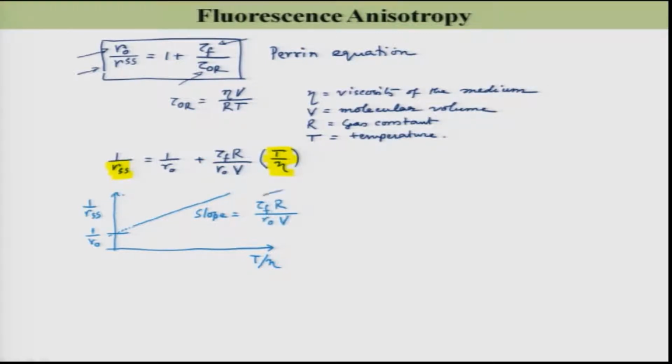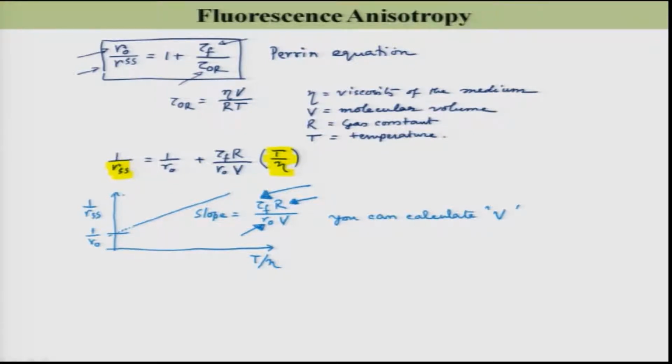Now, if tau f, the fluorescence lifetime, is known, R obviously is a constant, and if you have a prior idea of this R0, then you can calculate V, that is the volume. This is a well used equation in application of fluorescence anisotropy.